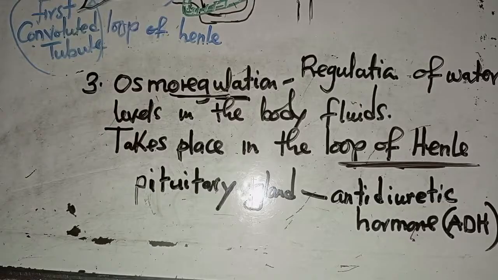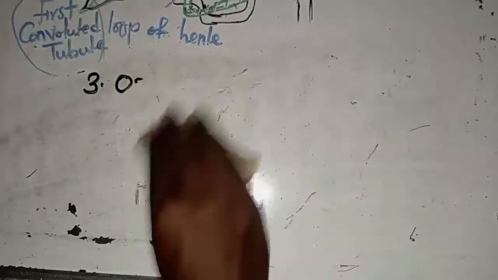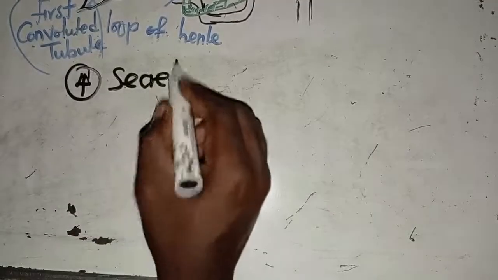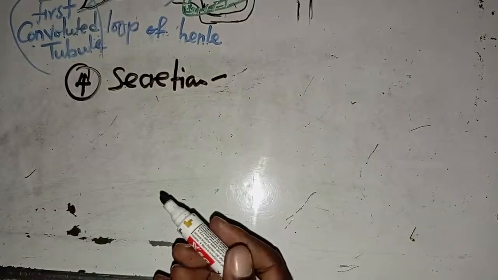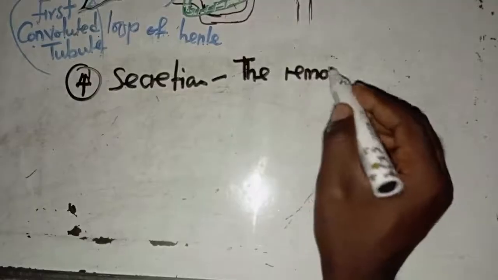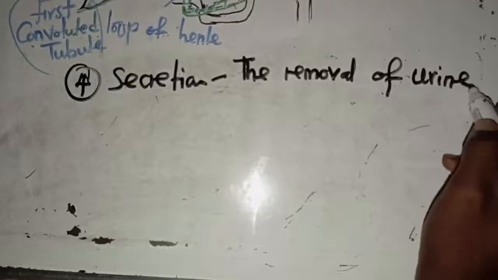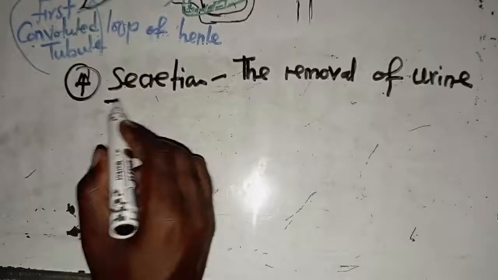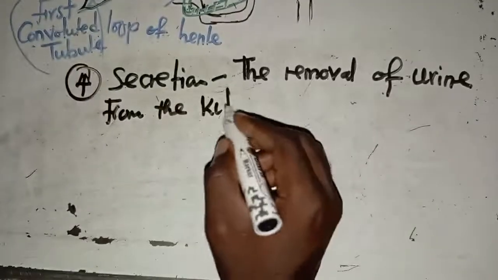We now go to the last process. The last process is so simple. The last process is what we now call secretion. What is this secretion that we are talking about? This is now the removal of urine from the kidney.